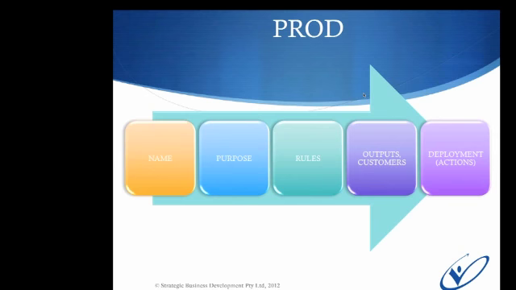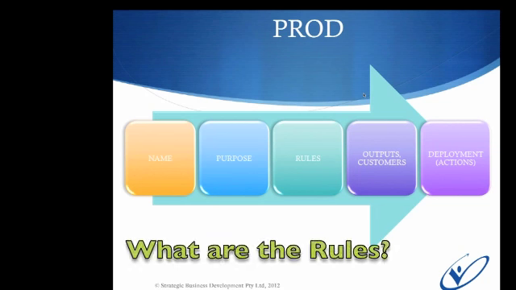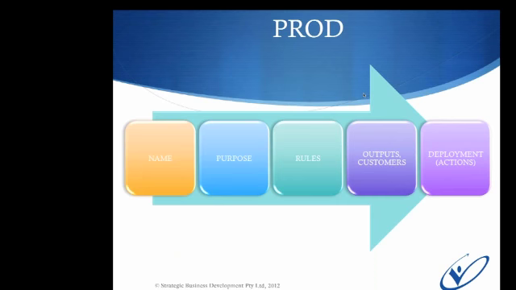Then the R of PROD is for rules. We think about what are some of the rules, and these can be unofficial or official rules, that are going to govern this activity or this use. If it's a group, there can be rules around who's a member, what you've got to do to be a member of that group, or attend the meetings or whatever.